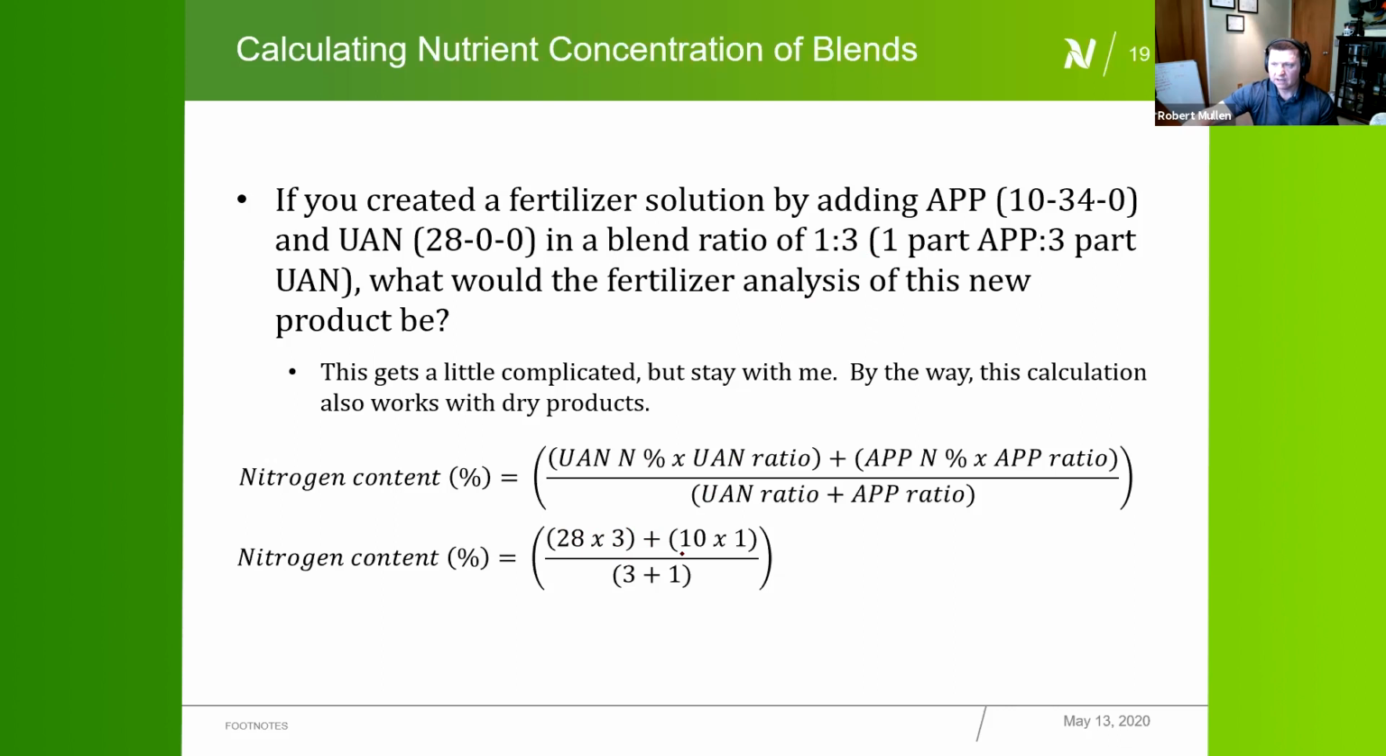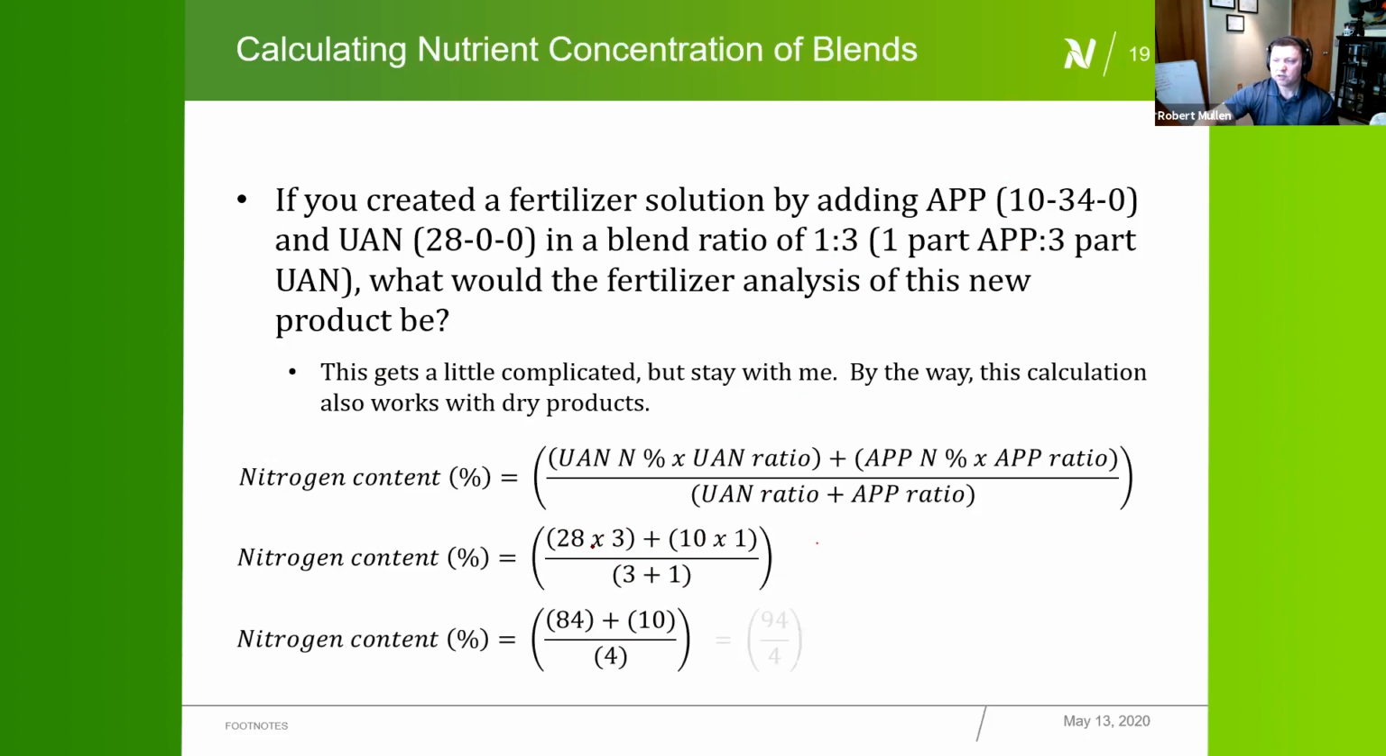28 is 3. And 10, which is the nitrogen analysis of ammonium polyphosphate, is 1, because in the ratio, it's 1 part APP, 3 parts UAN. For the UAN, you plug in that ratio, it's 3 parts, 1 part APP. Now it's just simply following the math. 28 times 3 equals 84, 10 times 1 equals 10. Make sure you do this properly.